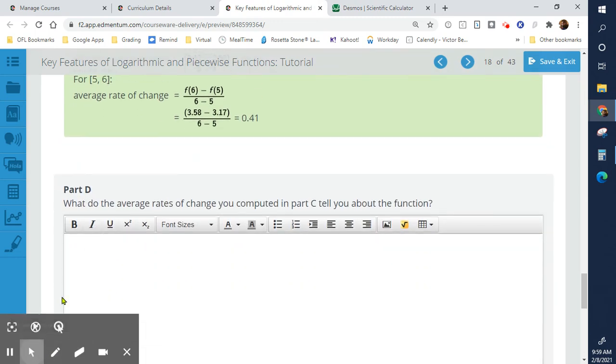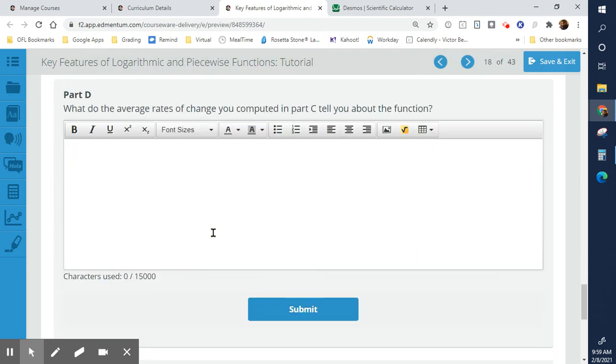All right, so what is the average rate of change of the function you computed? What does the average rate of change show us? So the average rate of change tells us that over time, the function grows slower. So it is still growing. It's not like it's not growing.